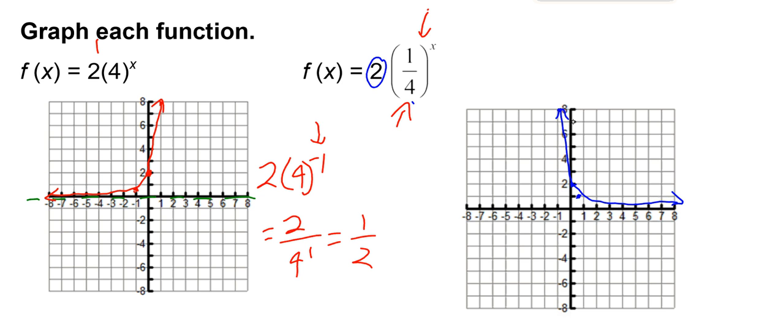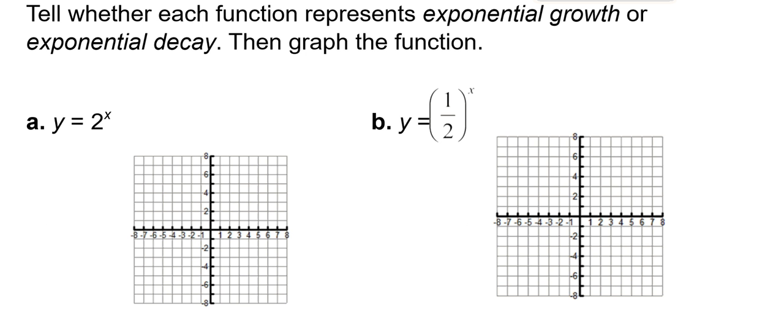Okay. So when we have the reciprocal of this b value, the graphs are reflections of each other. One representing growth, one representing decay. So without graphing these, I should be able to look at this value and say, all right, this value is greater than 1, so it's growth.